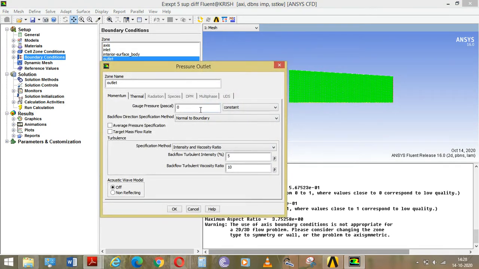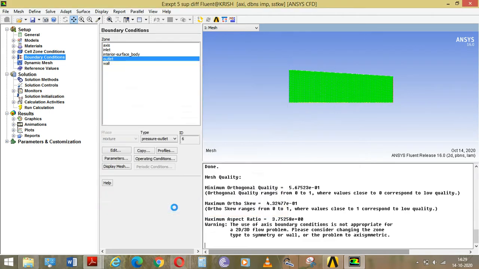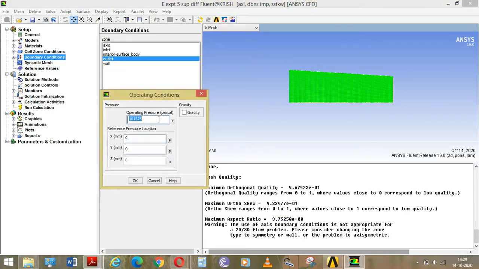pressure outlet. It's static pressure, gauge pressure at the exit. So it is P star. We have 1.0587 bar, 105,870 pascal. 1.0587 bar. Thermal 300. Say OK. Now here in operating conditions, you have to put it 0.